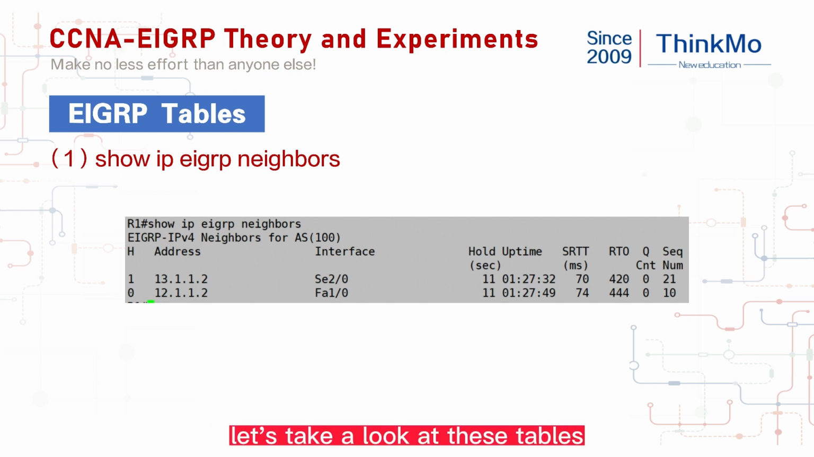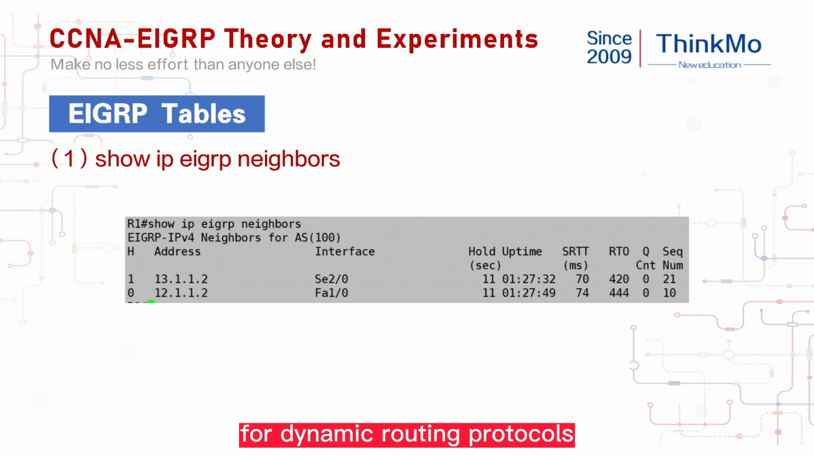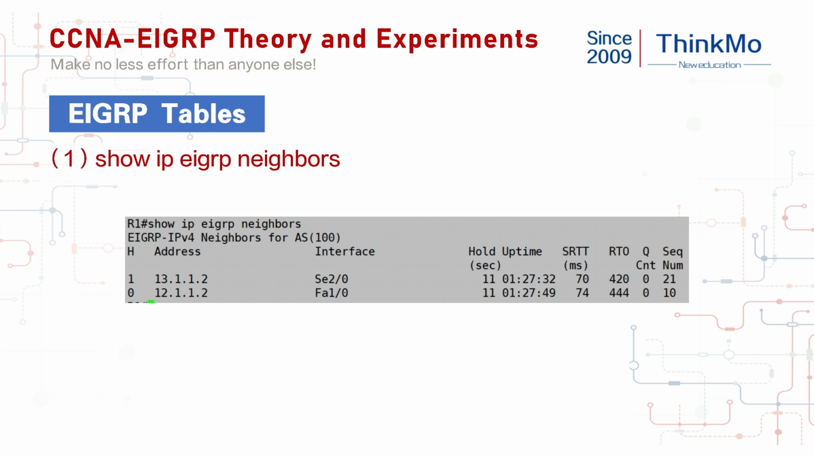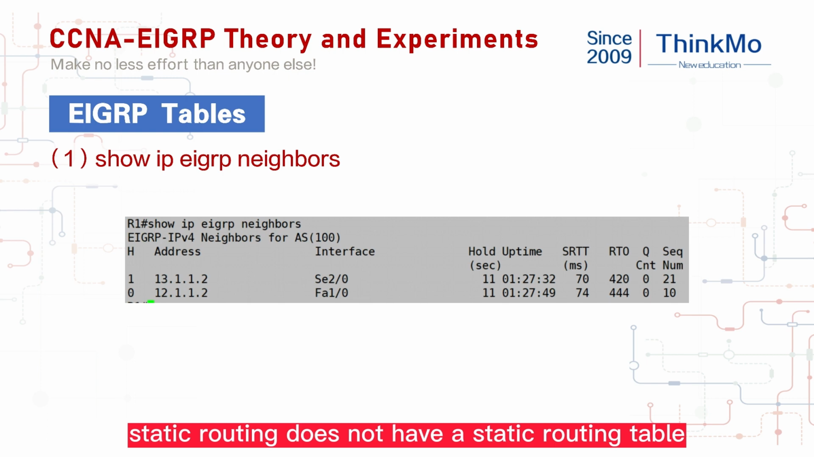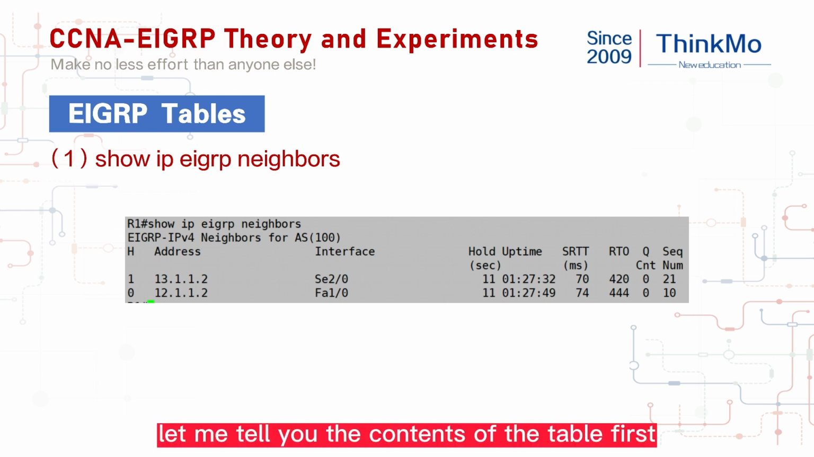Okay. Let's take a look at these tables. For dynamic routing protocols, there will be more of them. Because you can only see static routes in the routing table. It has nothing else. Static routing does not have a topology table. But dynamic routing will have a lot of tables. Because it's complicated, so many tables will be generated. Let me tell you the contents of the tables first.